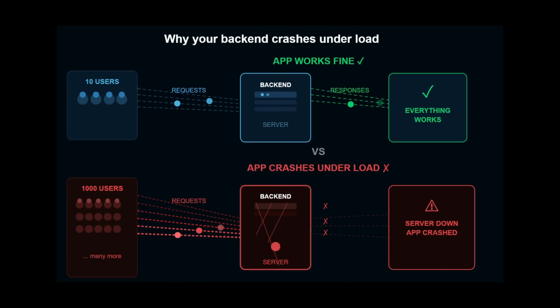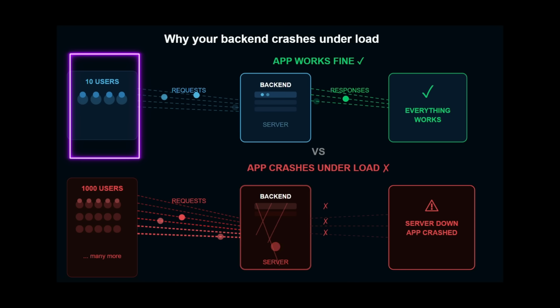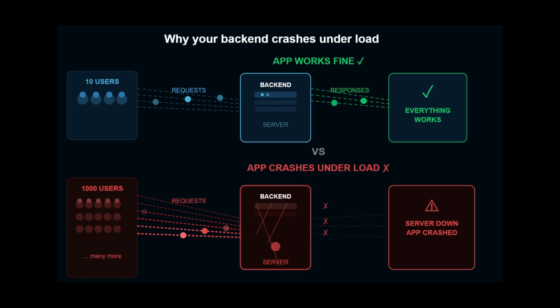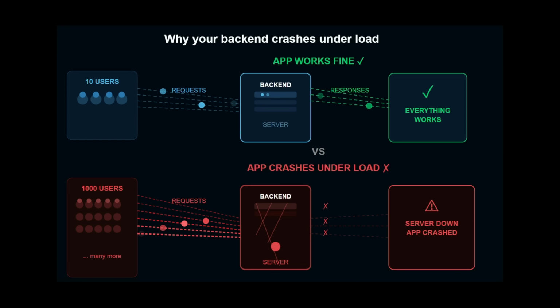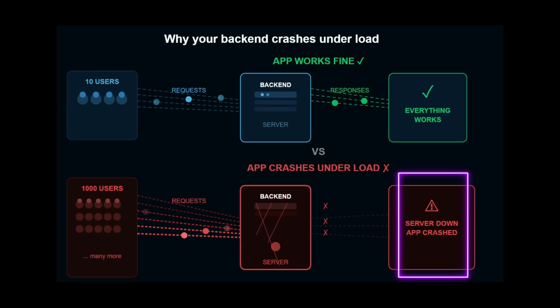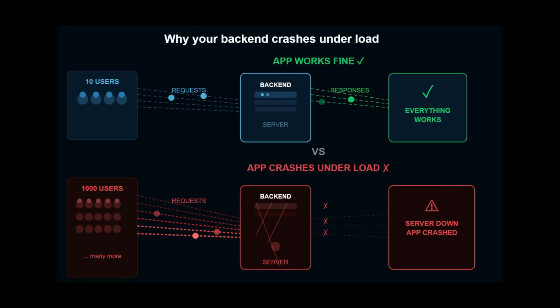Okay. Now look at this diagram. At the top, only 10 users are sending requests, right? The server handles all requests easily. So everything works fine. And if you see at the bottom, 1000 users are sending requests at the same time, and all requests go to the same server. Now the server cannot handle everything here. It becomes overloaded and crashes. So the real problem is not just users, it's the number of requests hitting your system at the same time.